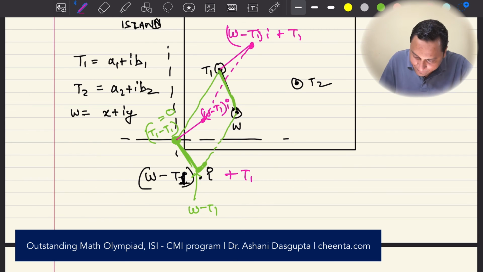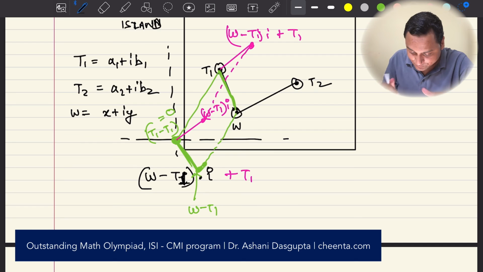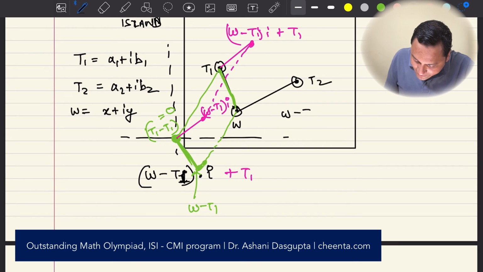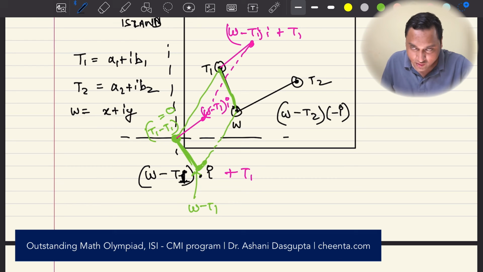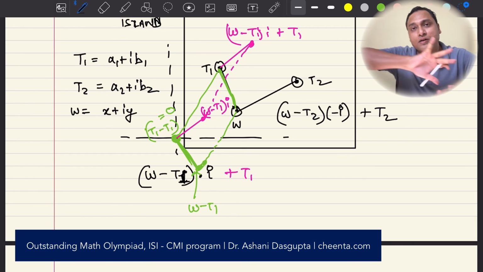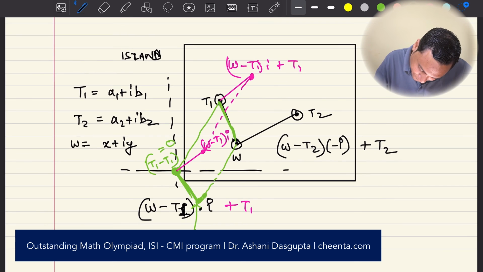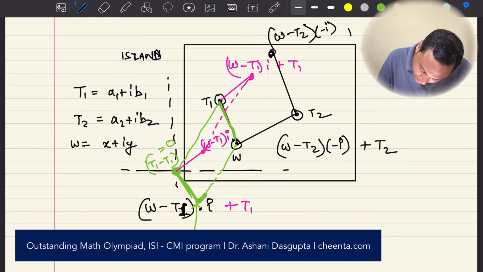Similarly, you can do the same thing here. You want to rotate WT2 about T2 by 90 degrees, but this time clockwise. So what do you do? Well, you do W minus T2 times minus i, because of the clockwise rotation, minus i plus T2. You go back to the origin, you rotate, you go back to T2. Okay? All right. So now this point is here. So W minus T2 times minus i plus T2.